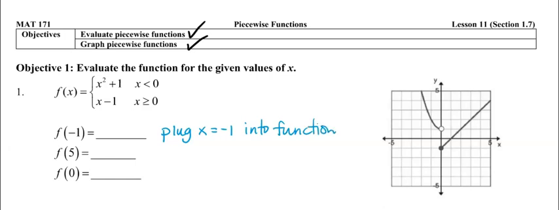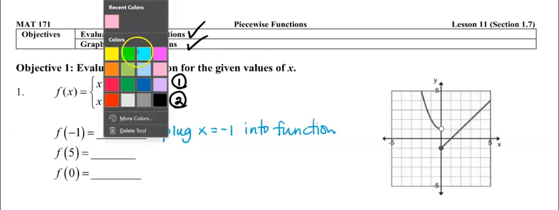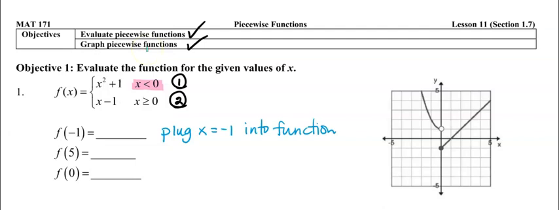But to do that, we can see that this function has 2 separate pieces. So we first have to decide which piece we are going to use when we plug x is equal to -1 into the function. Are we going to use piece 1 or piece 2? Well, that depends entirely on the conditions that each piece has. The first piece has the condition that x is less than 0, and the second piece has the condition that x is greater than or equal to 0.